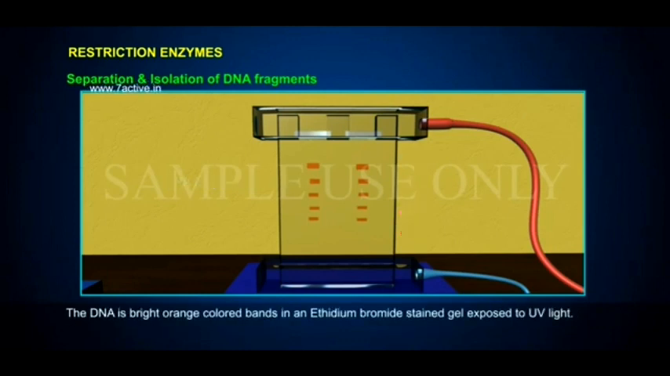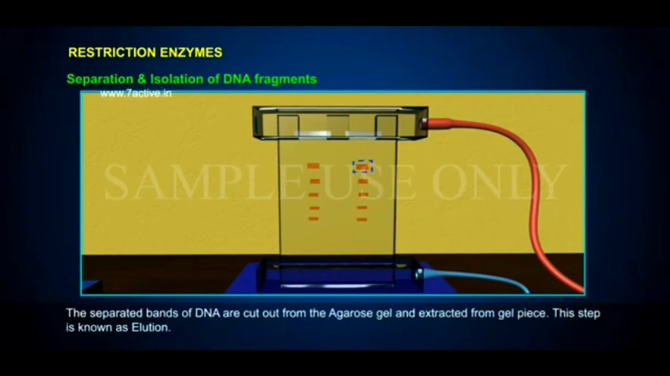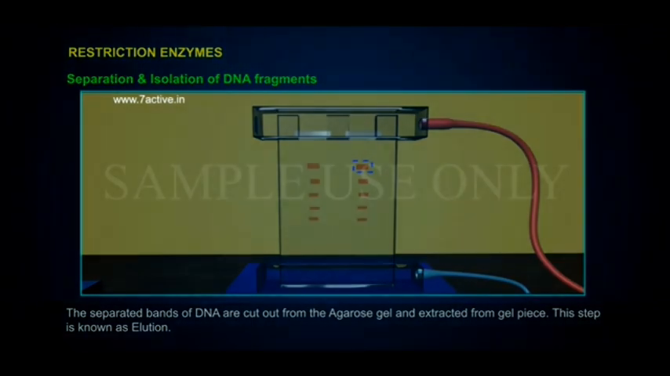The DNA appears as bright orange colored bands in an ethidium bromide stained gel exposed to UV light. The separated bands of DNA are cut out from the agarose gel and extracted from the gel piece. This step is known as elution.